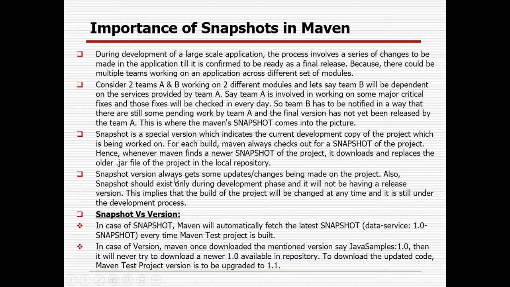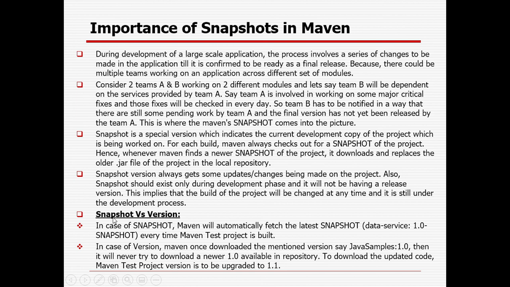Snapshot version always gets updates or changes made on the project. Also, snapshot should exist only during the development phase, whenever development is still in progress and not handed over to testing. Multiple developers are working, and there is no release version. It is not a release version; it is still a WIP version. This implies that the build of the project can change anytime, as it is still under development.